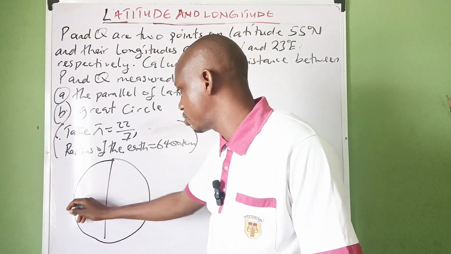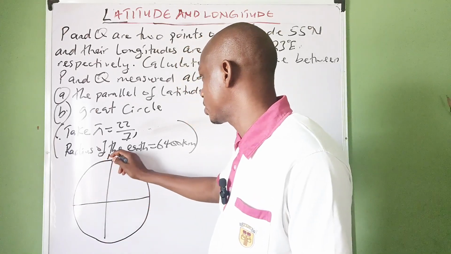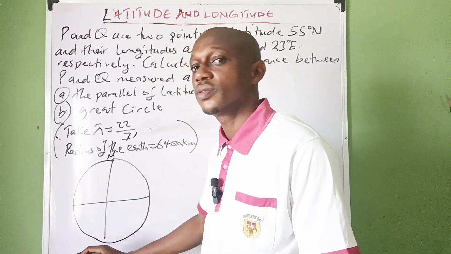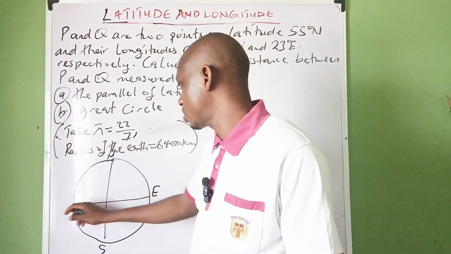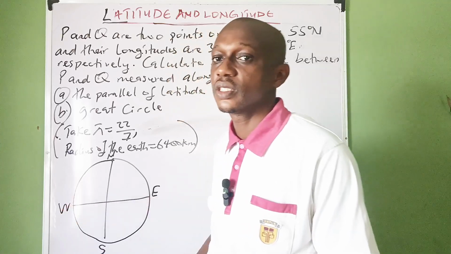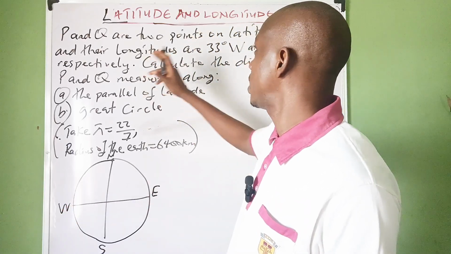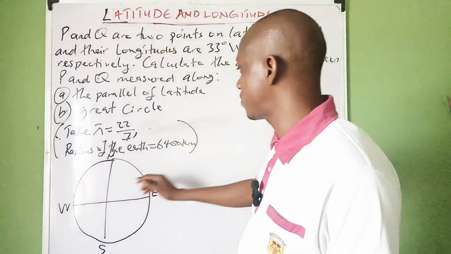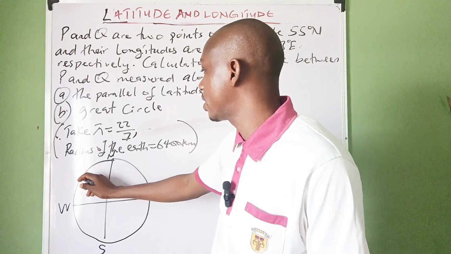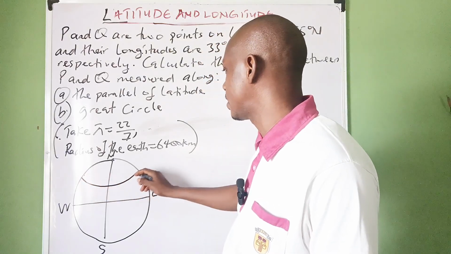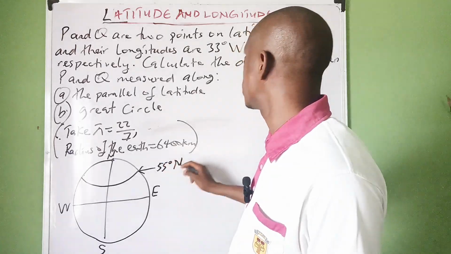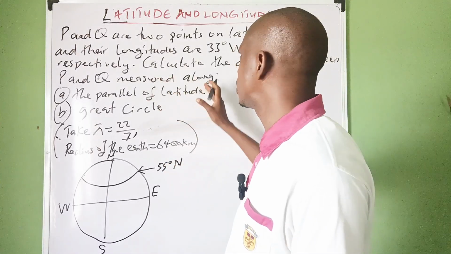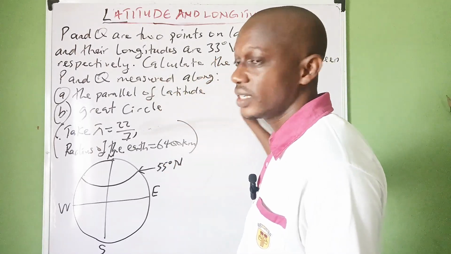Okay. So as usual, we have the north, we have the south, and we have the east and the west. Now, P and Q are two points on latitude 55 degrees north. 55 degrees north will be up here, like this. And their longitude are 33 degrees west.